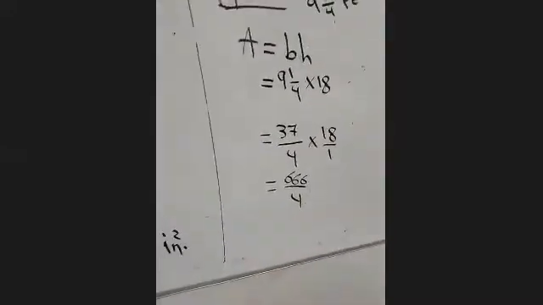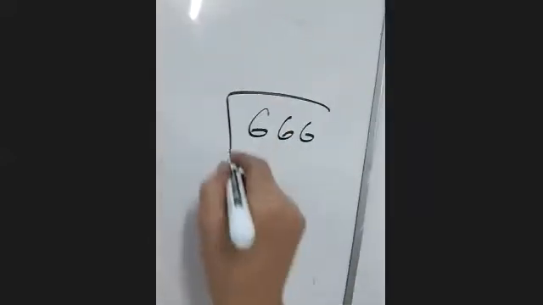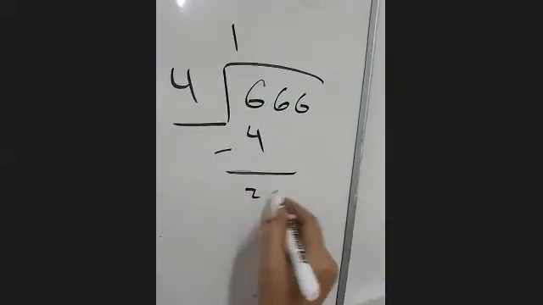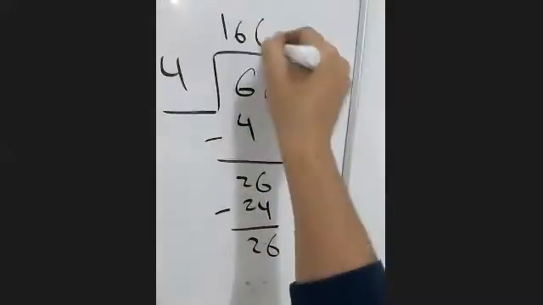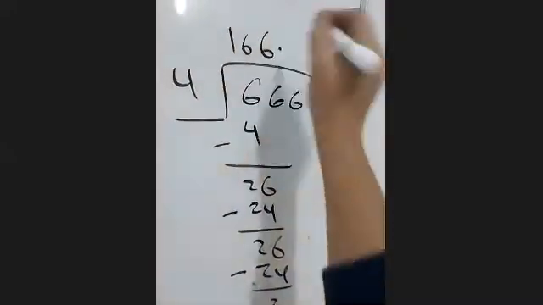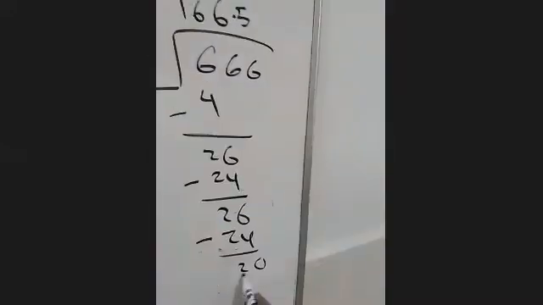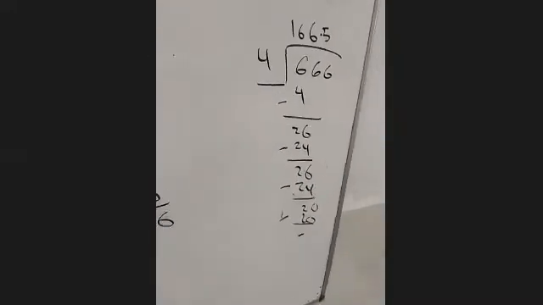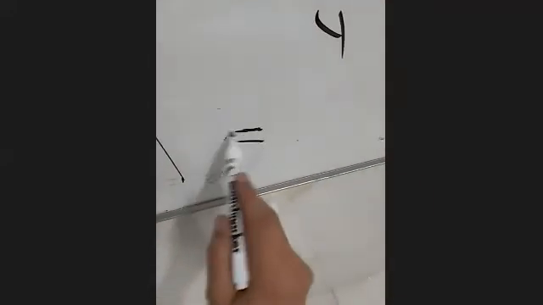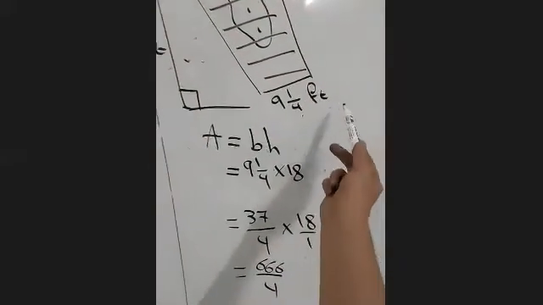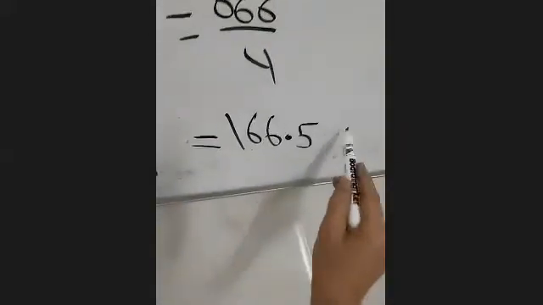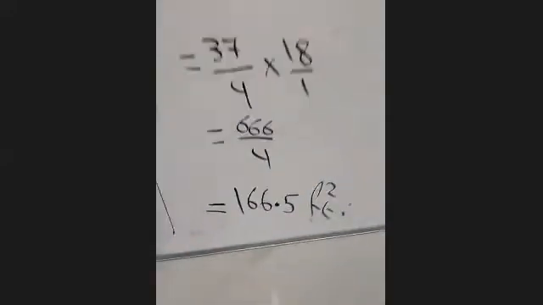Now 666 divided by 4, long division. 666 divided by 4 is 166.5. So this is equal 166.5 what? What's the unit? Feet. We put feet to the power of 2.